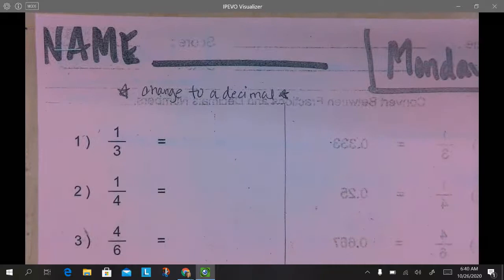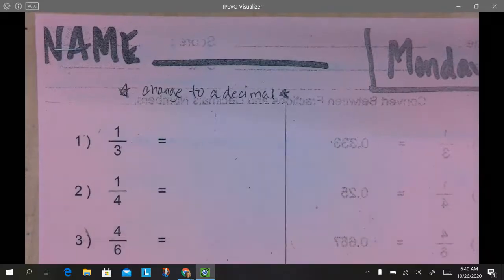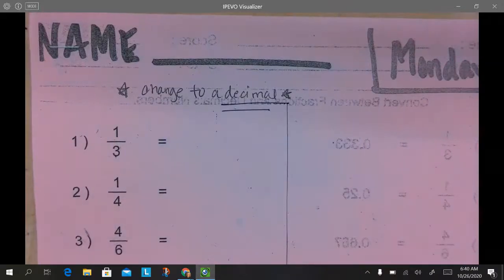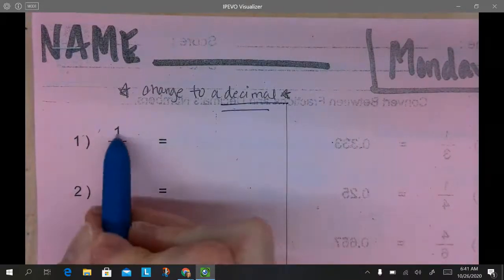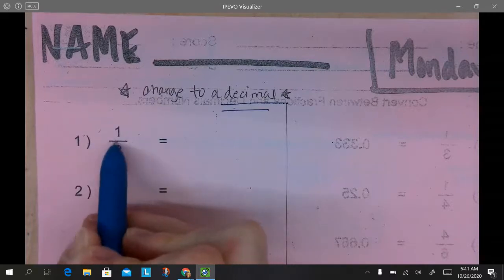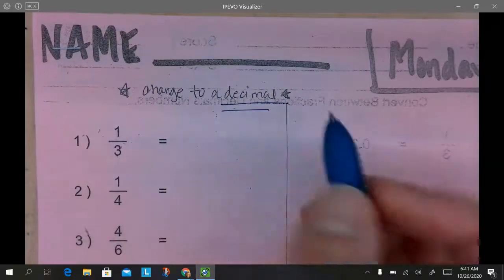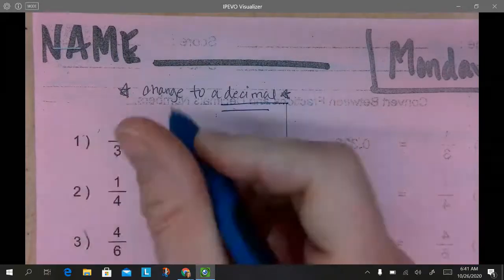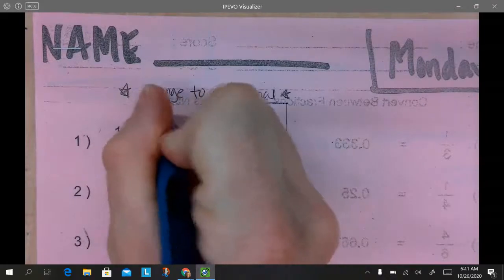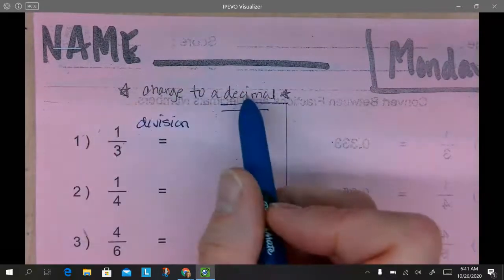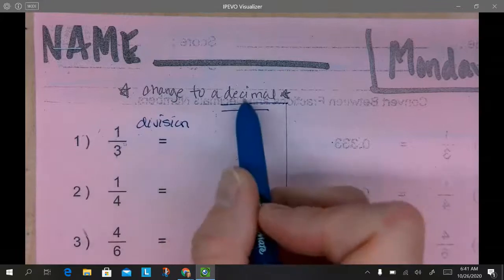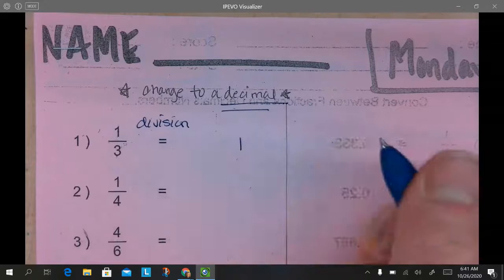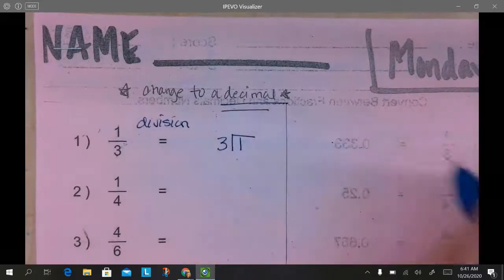I went ahead and I have this warm up for you. And number one says that you need to take these fractions and change them to a decimal. All right. And I want you to take a look at this fraction, and it's 1 divided by 3, or 1 part of 3. And how you write this as a decimal is you need to change it using division. So to make this fraction into a decimal, you need to use division. And you want to look at it as 1 divided by 3.